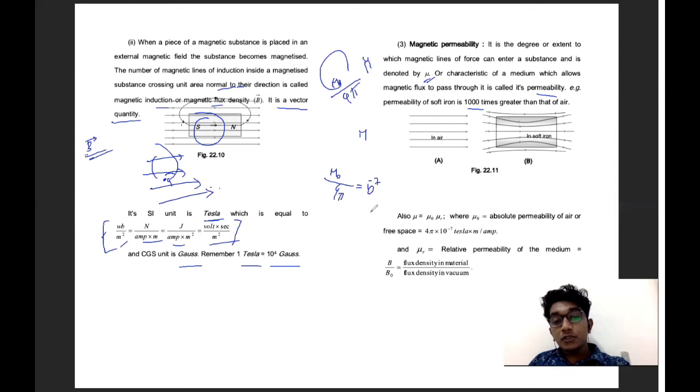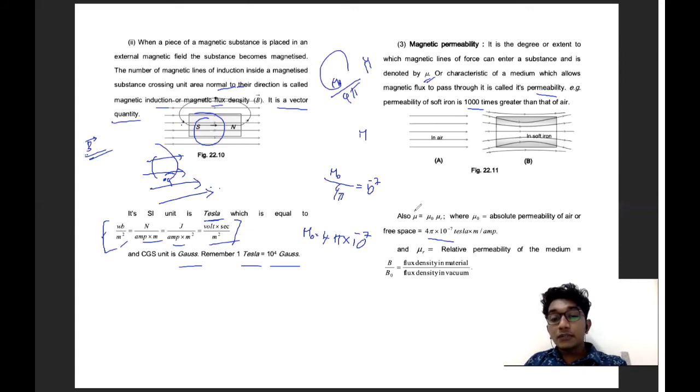So mu 0 is equal to 4 pi into 10 to the power minus 7. So how can I write? Mu 0 is equal to 4 pi into 10 to the power minus 7. Okay, so that is given here. That is given.